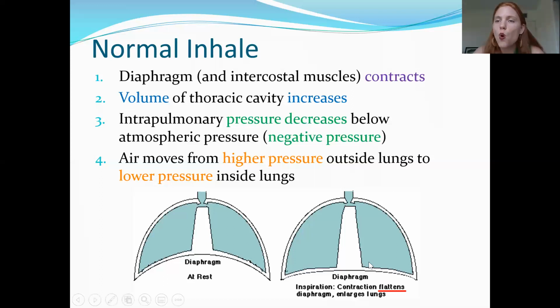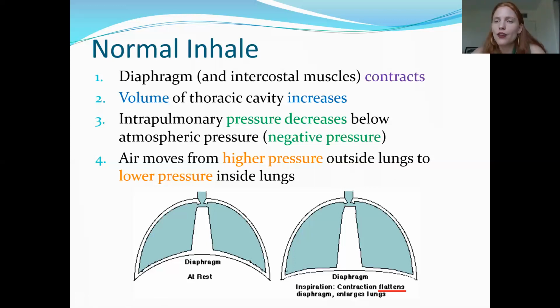Okay, so there's more space for those molecules. That makes it so that the pressure is going to go down. Remember that inverse relationship. That means that now the pressure is less than atmospheric pressure. That's the same as like a vacuum. So what happens is the air is then going to move from higher atmospheric pressure to lower intrapulmonary pressure. High to low, that's it.